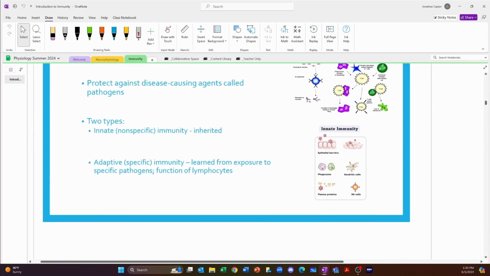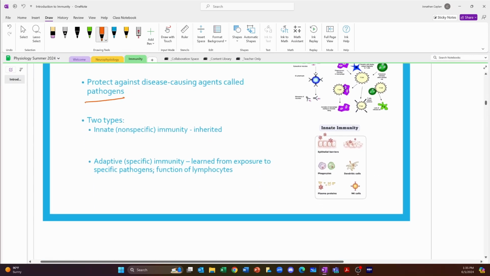Okay, they're called pathogens from the outside coming in. We have two different types. We have innate, which is what we're born with, and we have adaptive, which is learned from exposures. So vaccines are adaptive immunity. If you breastfeed, it's adaptive immunity because you're giving IgA from the breast milk to the infant. You're giving them the antibodies.